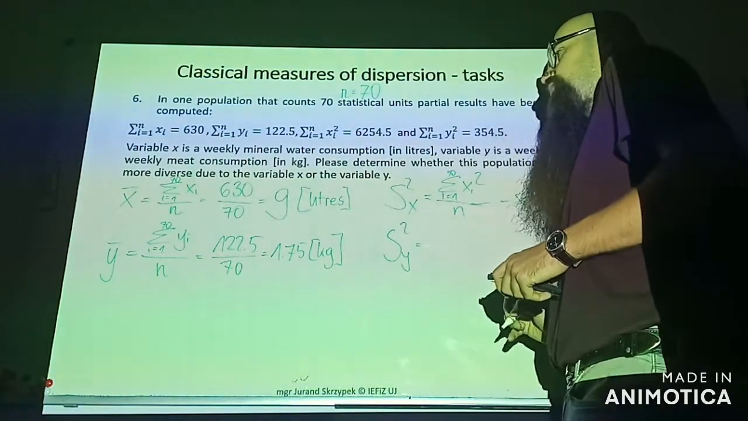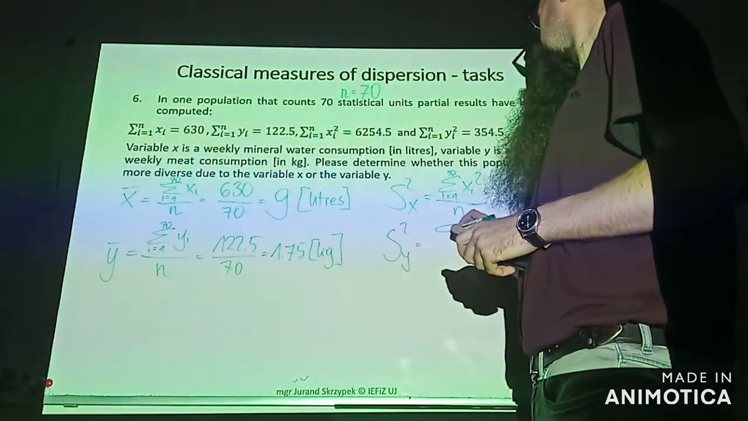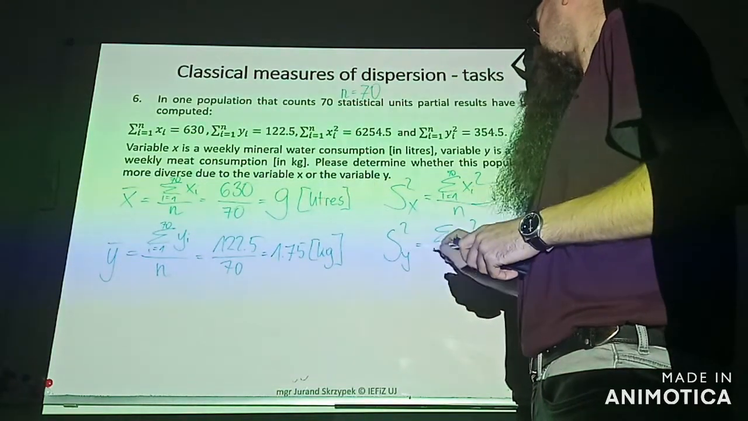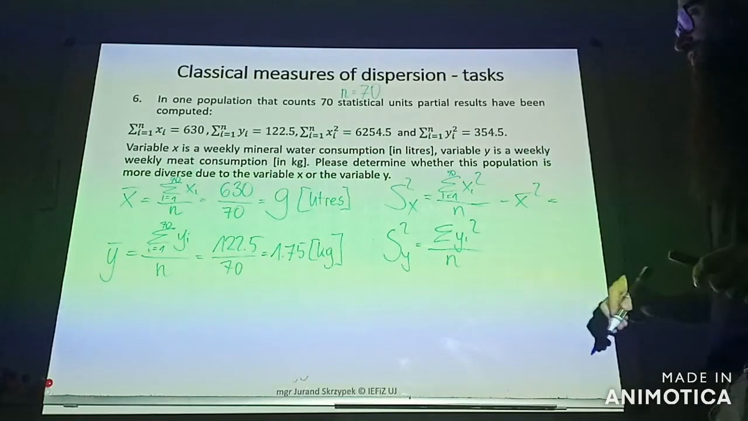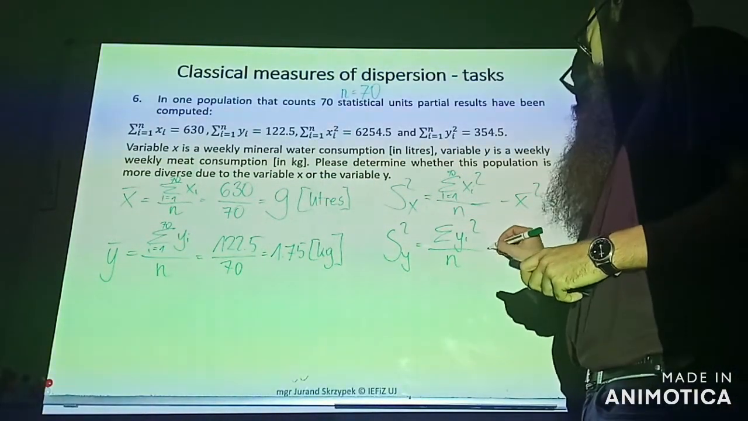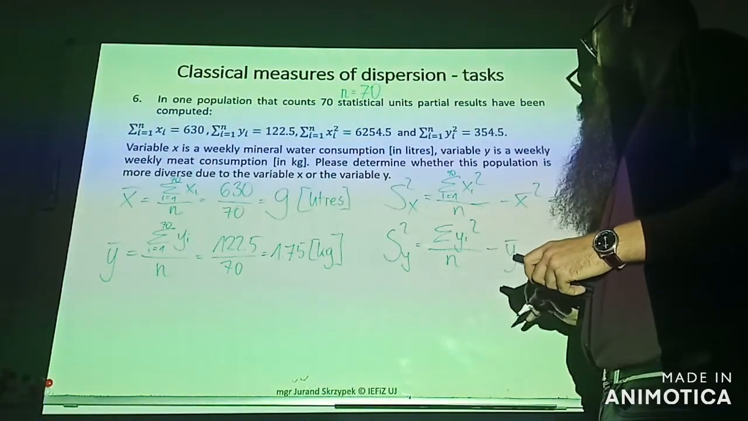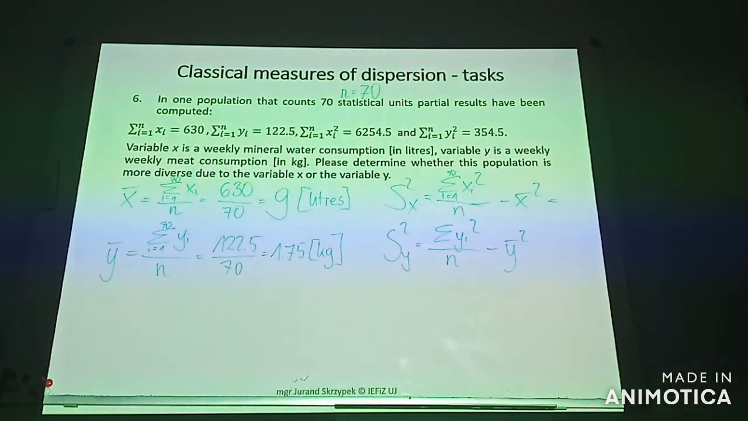So it's very easy to compute the variance of x, and it's very easy to compute the variance of y, the variance of weekly meat consumption. The sum of y squared divided by n, so this is the average square of weekly meat consumption, minus the squared average weekly meat consumption.